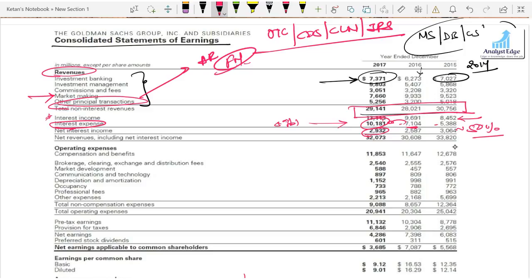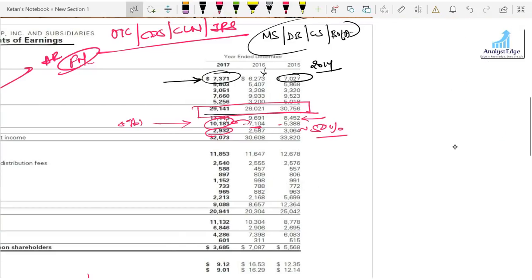Now if you go back and check the annual report of Goldman Sachs, to my surprise, according to the new laws in the US, investment banks are now allowed, or eligible, to accept deposits.